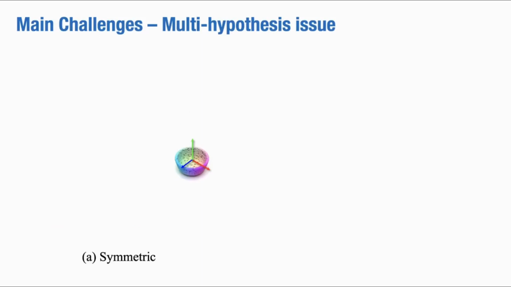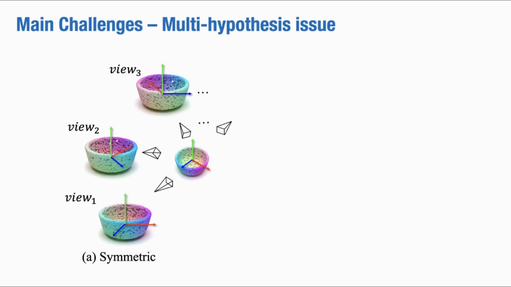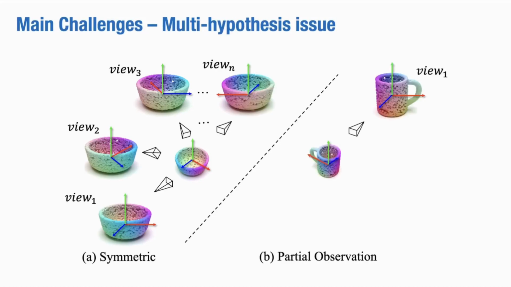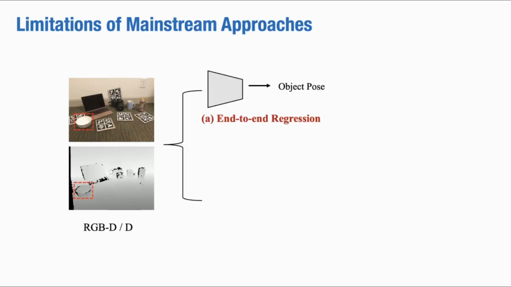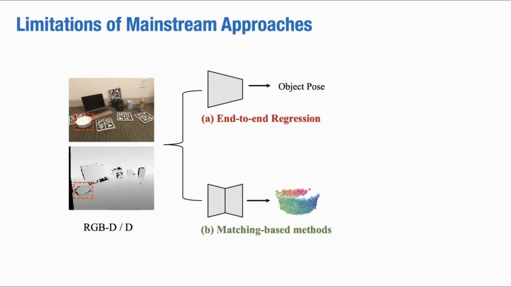In this work, we aim to tackle the multi-hypothesis issue that has existed in the literature for a long time. This issue is generally caused by partially observed point clouds or symmetric objects. Previous methods failed to solve this issue fundamentally. End-to-end regression methods could only be supervised with a single pose due to the regression-based training, while matching-based methods made ad hoc designs and lacked generality.